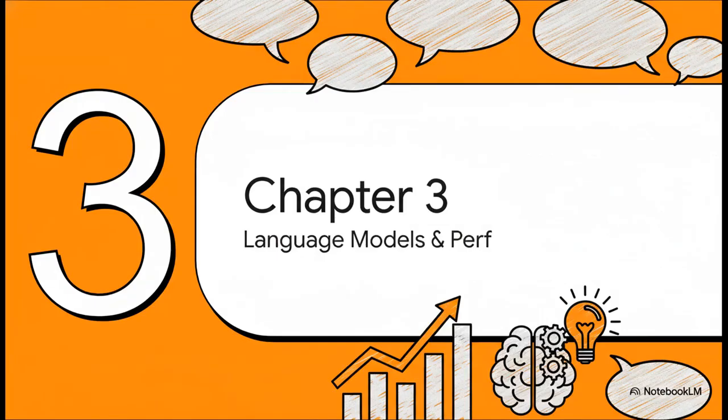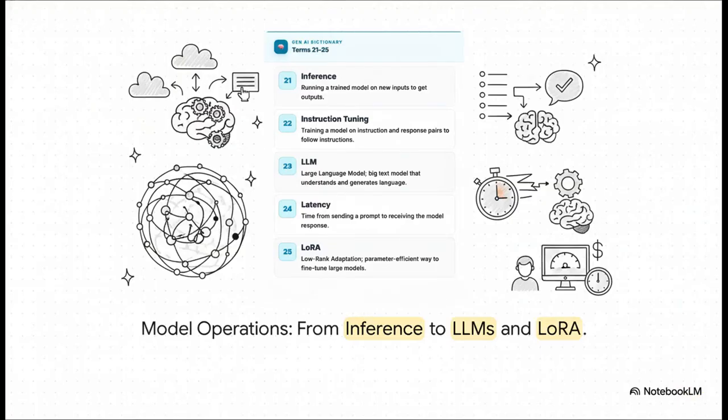All right, on to Chapter 3, Language Models and Performance. We've talked about how models are built and how they're trained. Now let's zoom in on the models themselves, and, more importantly, how we measure how well they actually perform out in the real world. Let's start with inference. This sounds technical, but it's super simple. It's just the process of running a trained model on new input to get an output. Literally every single time you use a chatbot, you're performing inference.